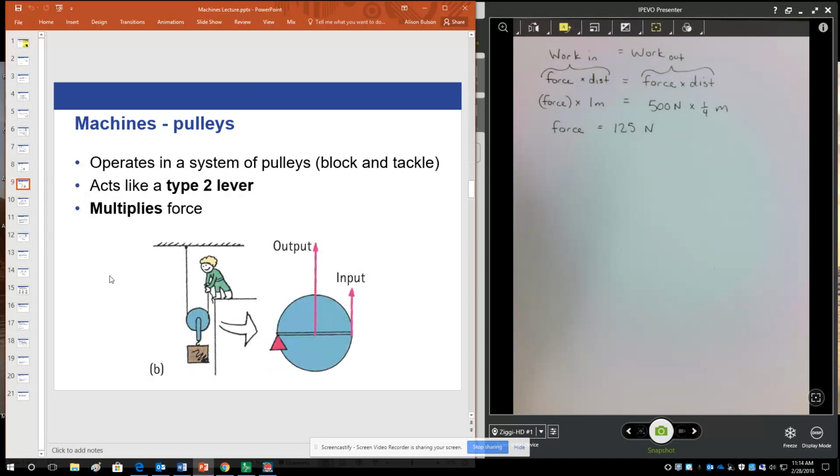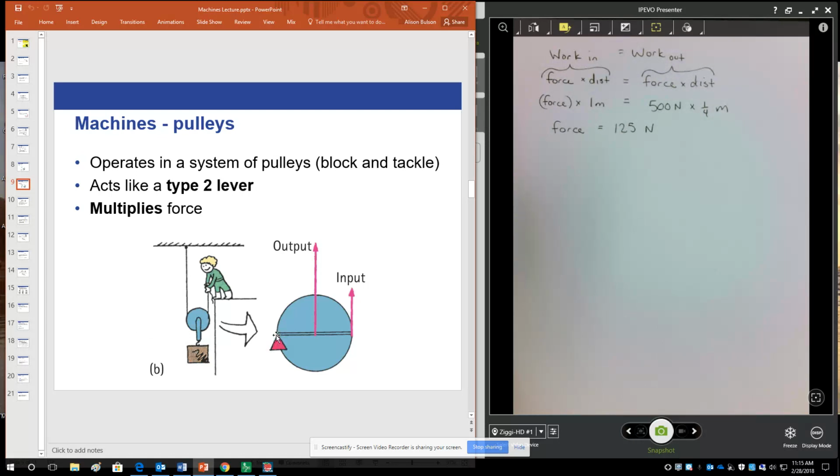Our other option for a pulley is a movable pulley. In that case, the pulley is not fixed to a permanent location. The pulley moves as the rope moves. Instead, the pulley's axle is connected to the load that it's lifting. A movable pulley acts like a type 2 lever.